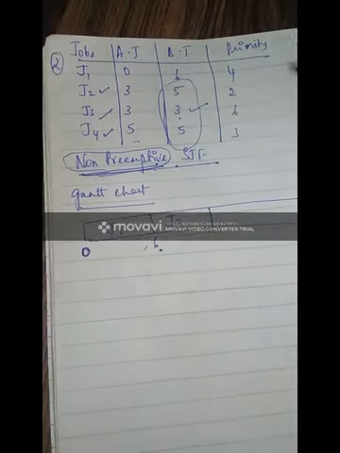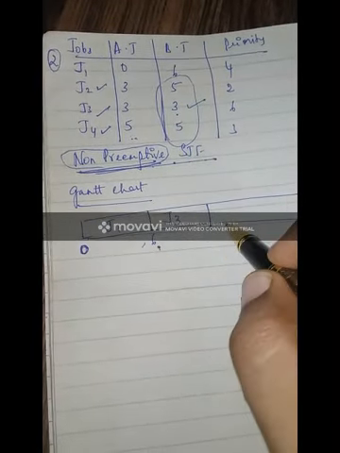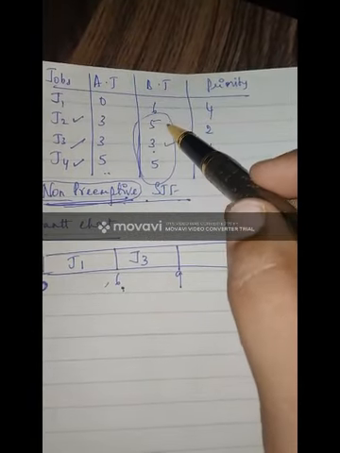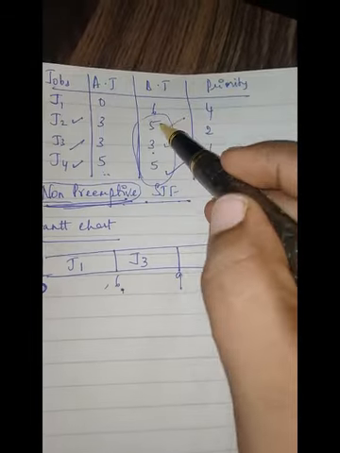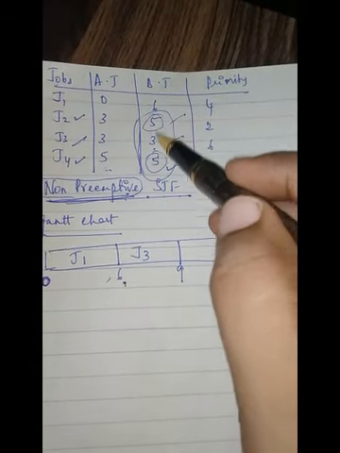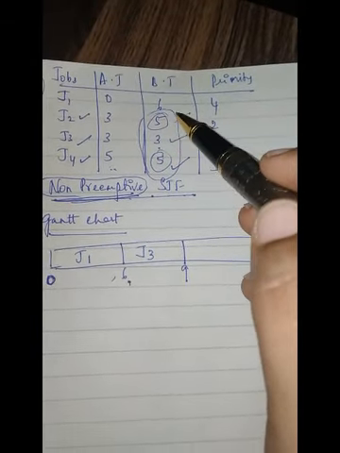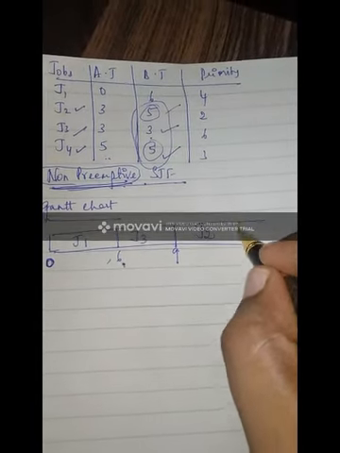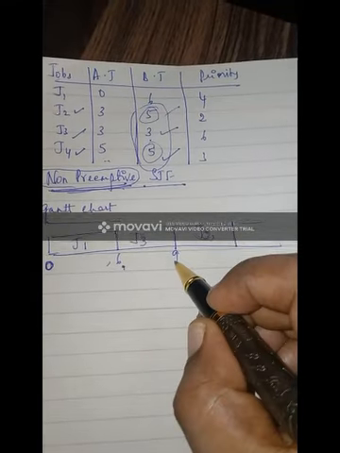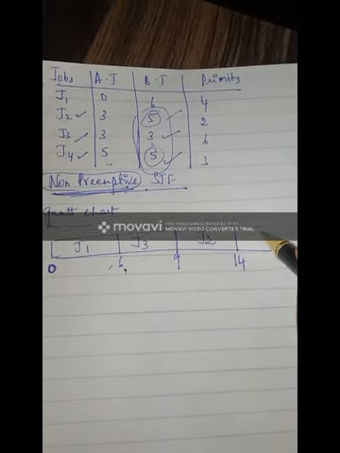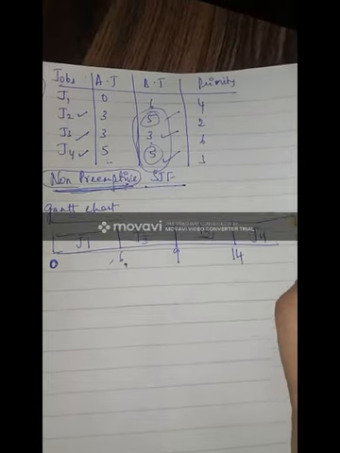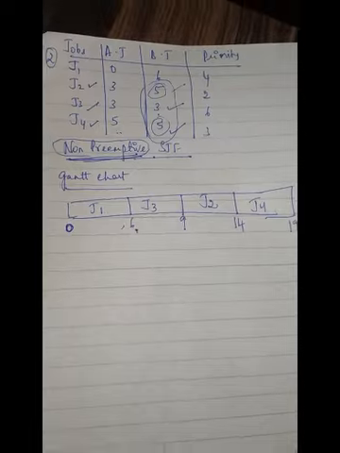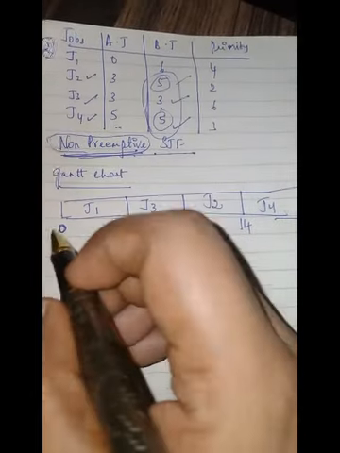J3 takes how many milliseconds? 3. So to the 6 you add 3, it goes up to 9. Now only two pending processes, that is J2 and J4. Here you see both have the same burst time. In that case, follow first come first serve. According to that, J2 is the next process you give to the CPU. So 9 plus 5 is 14, and the last remaining process is J4. Again that takes 5, so it goes up to 19. So this is the Gantt chart for non-preemptive SJF.